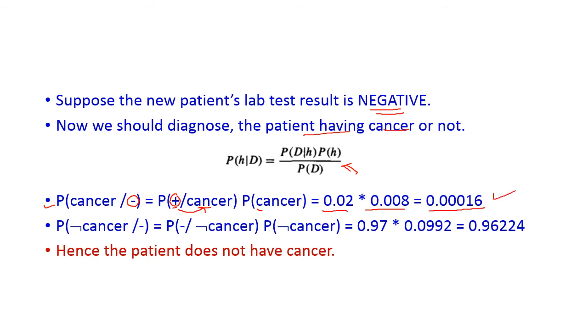0.00016, and P of not cancer when the test result is negative, which is equal to P of negative when not cancer into P of not cancer, which is equal to 0.97 into 0.992, which is equal to 0.9624. Okay, hence the patient does not have cancer, right?